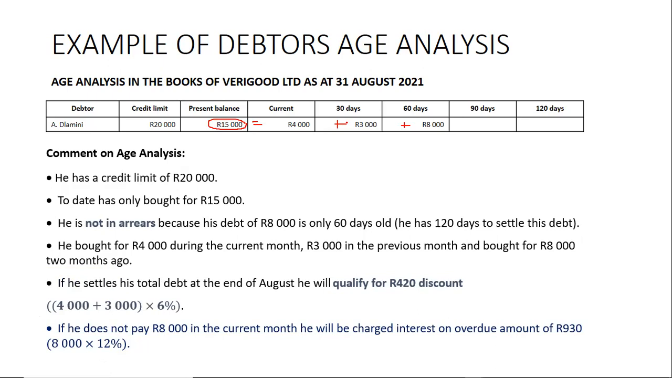He bought goods for 4,000 during the current month, 3,000 in the previous month, and bought for 8,000 2 months ago. If he settled his total debt at the end of August, he will qualify for a 420 discount. Remember, you qualify for a 420 discount according to these credit terms here.